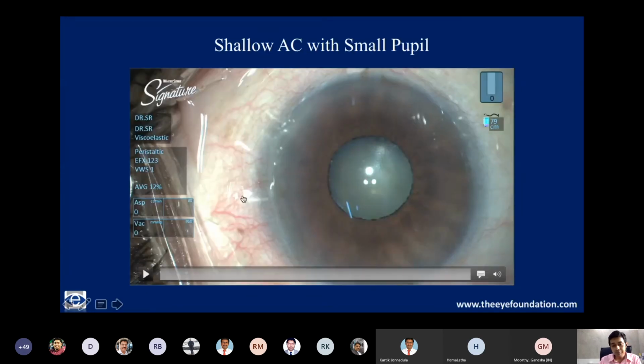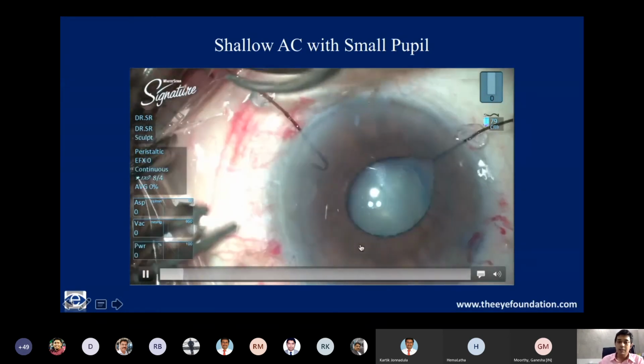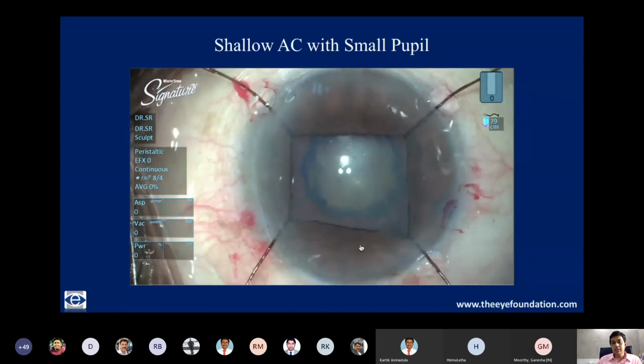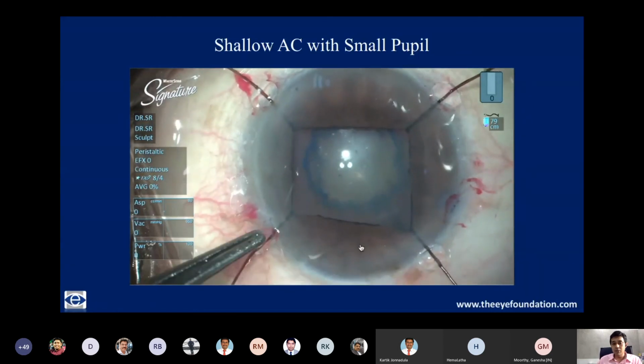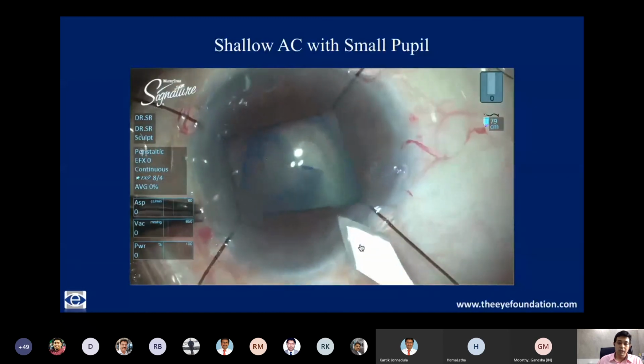This is a case where the patient was already on tamsulosin, where I knew the patient is on tamsulosin. You can see some of the patches of iris atrophy along with pseudo exfoliation, where you do expect a floppy iris. And a floppy iris associated with a small pupil is a greater risk factor. So in the initial stage itself, I go ahead and place the iris hooks. And as you can see, there's a significant amount of pseudo exfoliation as well.